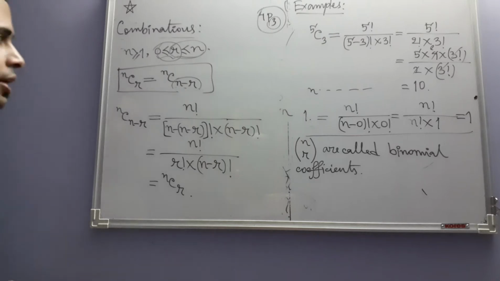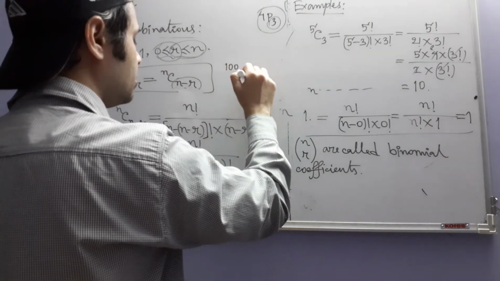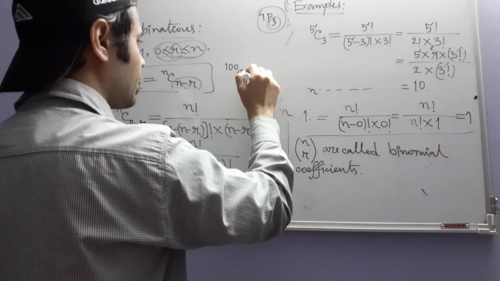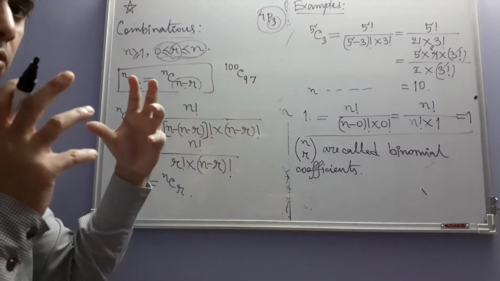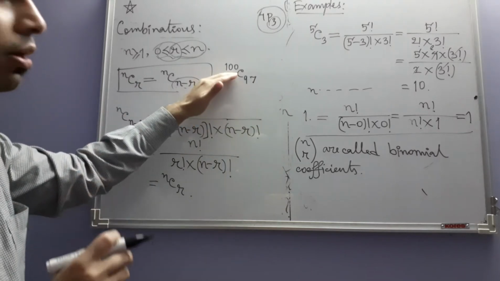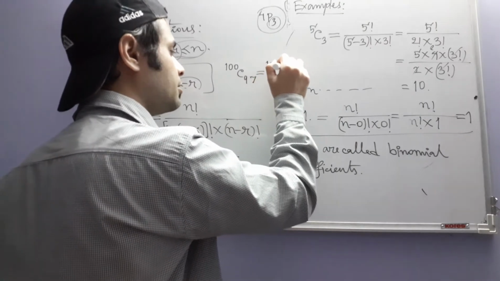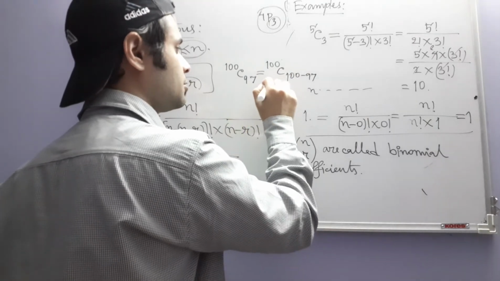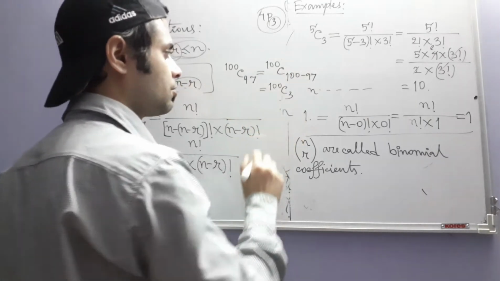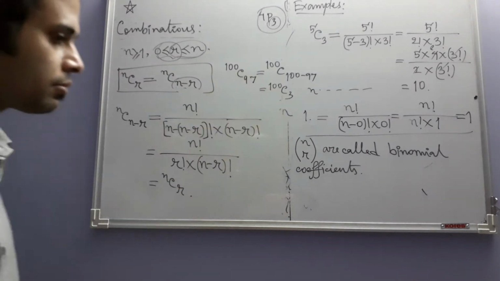But this formula becomes useful when you have something like this: 100C98 or 97, say. Two very big numbers which are somewhat very close. The difference is small, but the numbers are big. So in this case, what you can do is 100C(100 minus 97). So that becomes 100C3. So one of the numbers becomes small, the one that appears below, right?